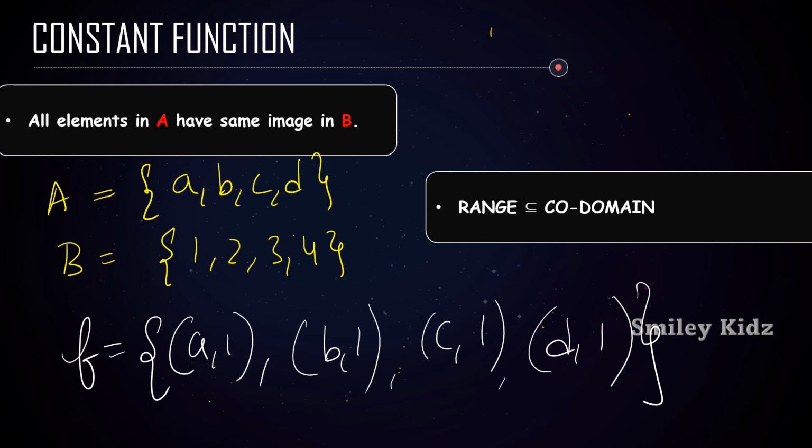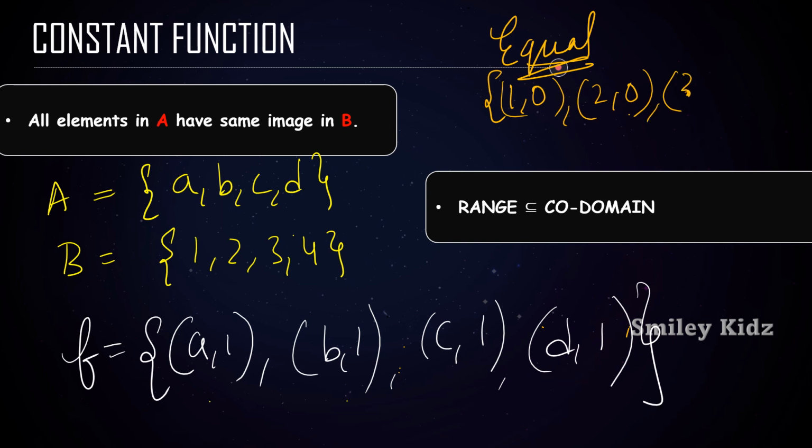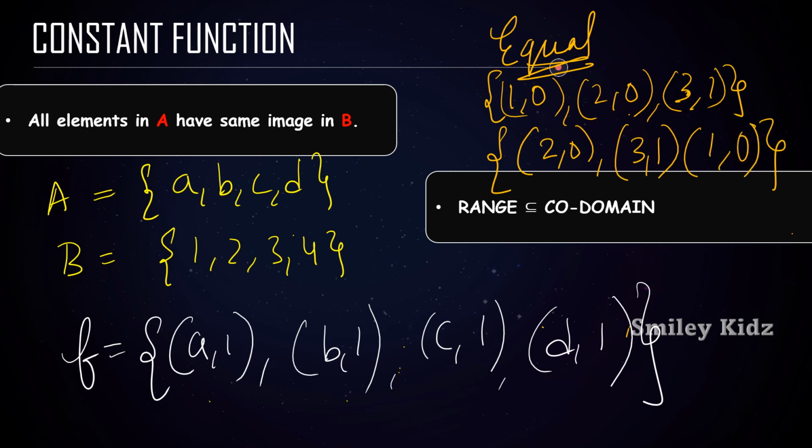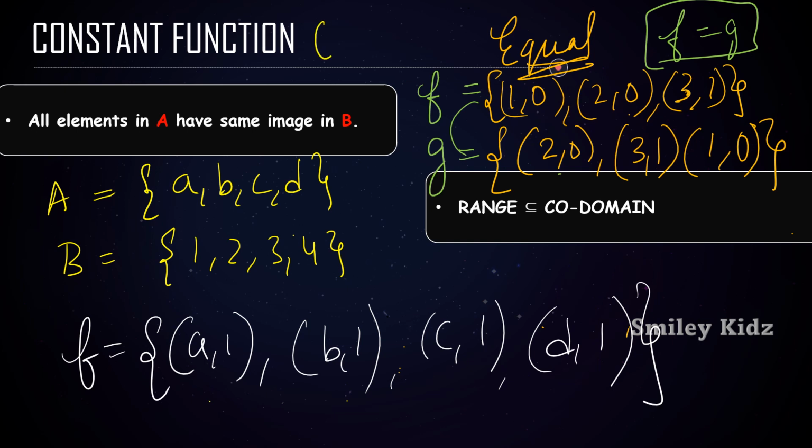On the other hand, how do we form the equal functions, everyone? Well, let's suppose I have (1, 0), (2, 0), (3, 1). Okay, something like this. Now, what would be the equal function for this? Well, it will be like this: (2, 0), (3, 1), (1, 0). This is the equal function for this. Let's say f equals and g equals. f equals g. Why? The conditions are satisfied. In this way, you represent an equality of functions. Alright. Now, one more thing. Order does not matter.